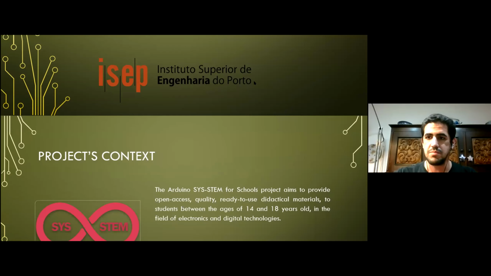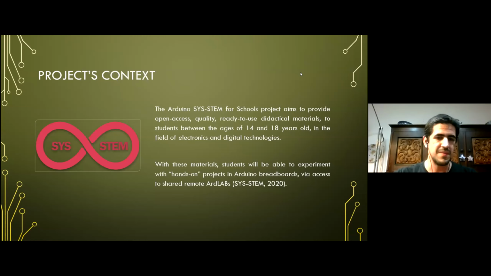So what was the project's context? The ambition for the system project for schools is to give didactical materials to schools for students between the age of 14 and 18 in the field of electronics and digital technologies. These materials are for students to do everything they can at their disposal, with hands-on projects which will be readily and freely available.